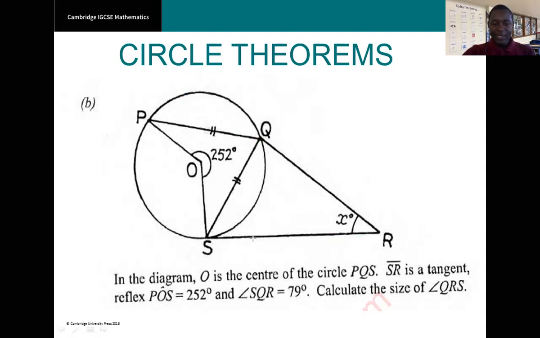This is a tangent. SR is a tangent. Take note of that. And mind you, you'll notice that in this particular question, 79 degrees is given in the statement, but it's not in the diagram. So when you are solving, you will merge all that is written in the statement with the diagram, and then you have your answer right away.